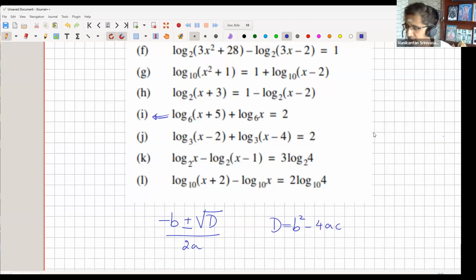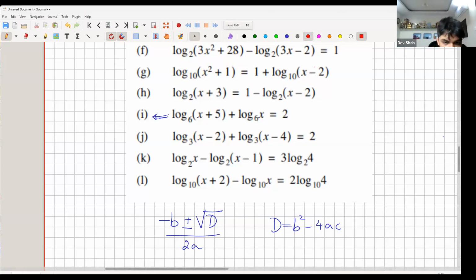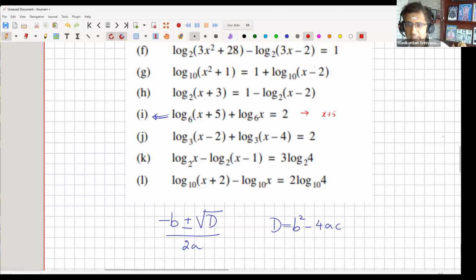Okay, Dave, go ahead. What do you have? Yeah, I got 4. Okay, let's check. So log of x plus 5 times x, right, to the base 6 is 2. So I have x square plus 5x equal to 36, right? Which can be simplified as x plus 9 times x minus 4 equal to 0.